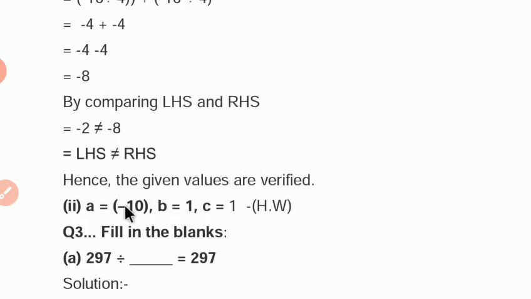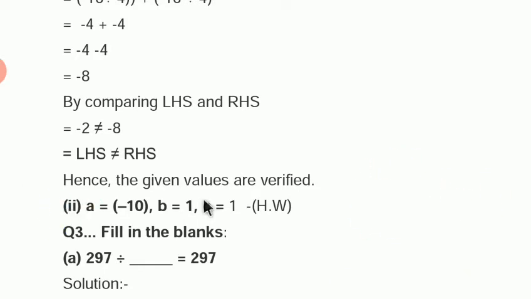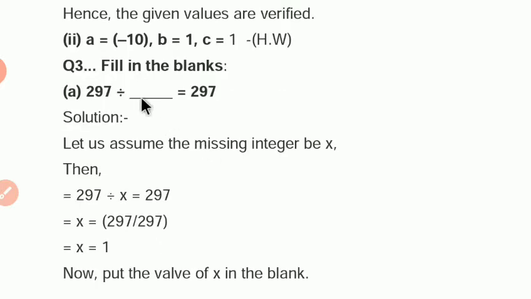Then question number 2, it's your homework. You have to solve it like this only, as question number 1. Then question number 3, fill in the blanks. First one, 297 divided by dash is equal to 297. Here we have to find a number.